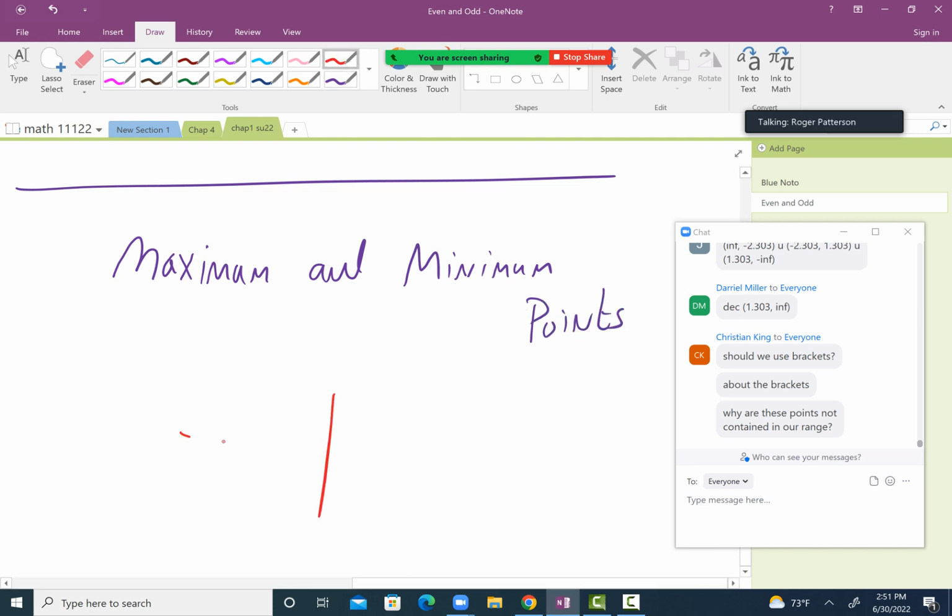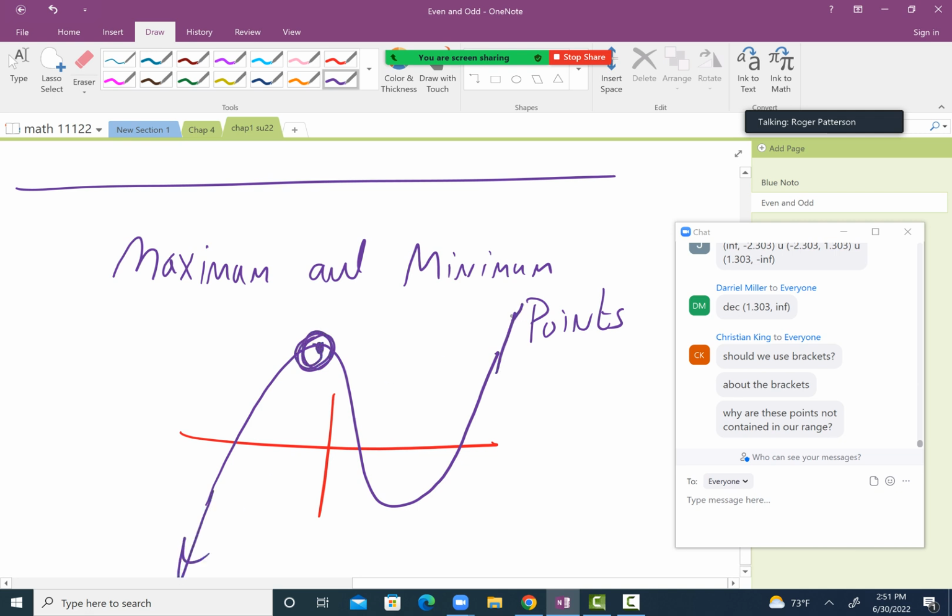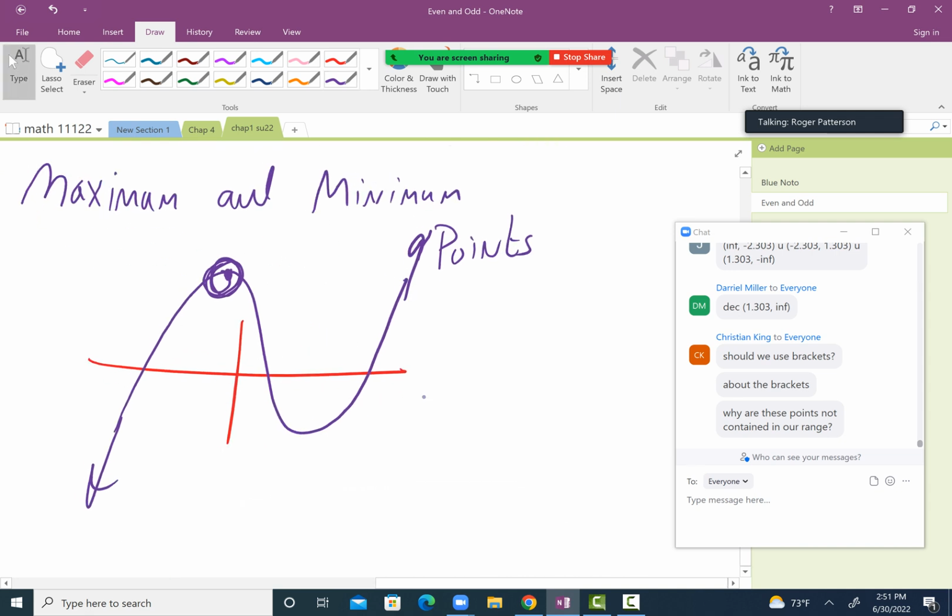I usually like to use red for axes, just so you know that. Okay, so if I have a graph right here, that point, and this is going this way, and this is going this way, that's called a local max.